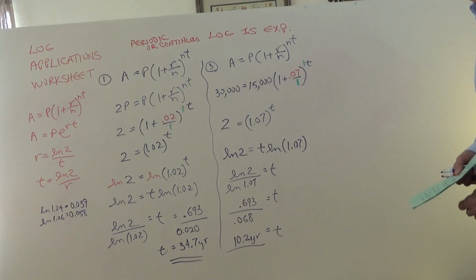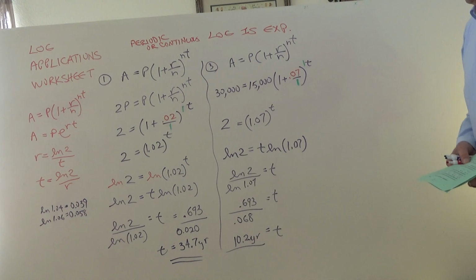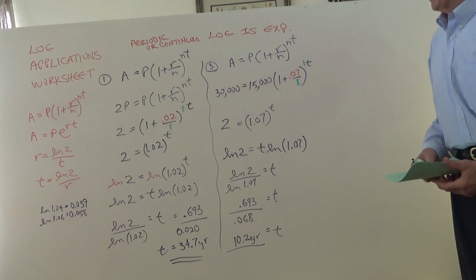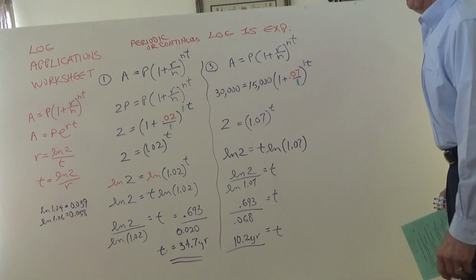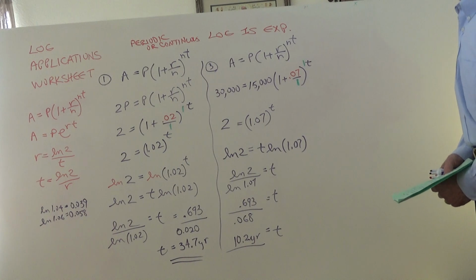A is equal to P(1 plus r over n) to the nt, and also A equals Pe to the rt. And then r equals natural log of 2 over t, and t equals natural log of 2 over r. The first one, P(1 plus r over n) to the nt, is our periodic compounding formula.